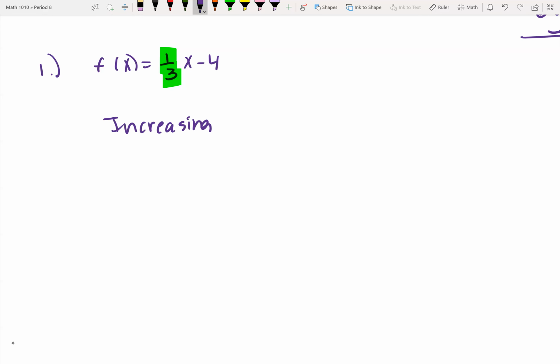All right, you guys, so this is Math 1010, midterm review number 2. Okay, here's question 1. Determine if this is increasing or decreasing. If you look at the equation, the slope is right there, and the slope is positive, so it's increasing. Explain: the slope is positive. If the slope had a negative in front of it, it would be decreasing, okay?